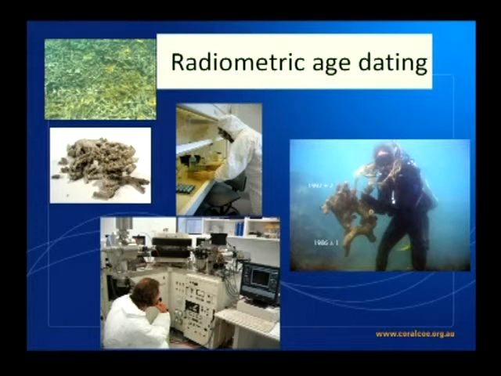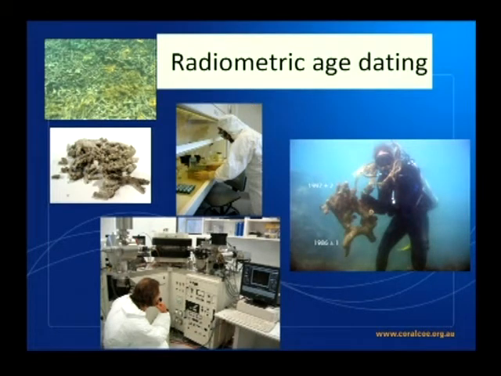There are radiometric age dating methods now that are very sophisticated, that provide us with high resolution dates for things way back in the geological past, but also very young. So we collect the corals, we clean them up, we put them into a mass spectrometer, we measure their uranium, thorium radioisotopes, and we can date very, very young corals. This particular specimen that we sampled ranges from 1986 to 1997.